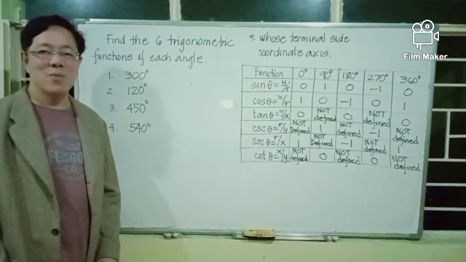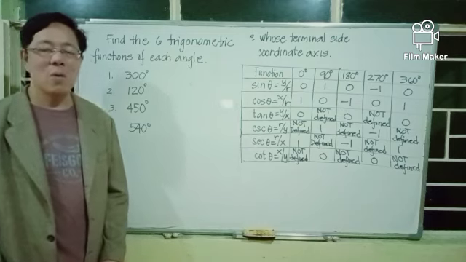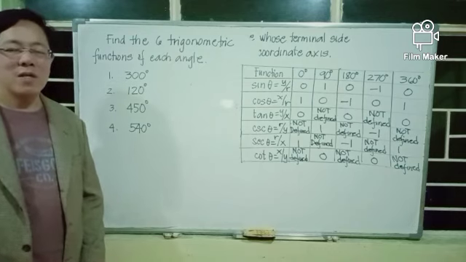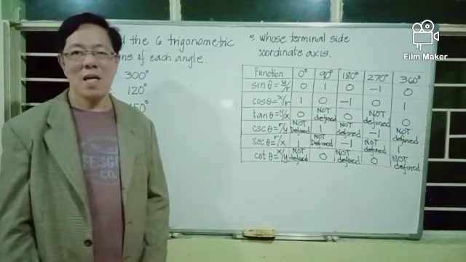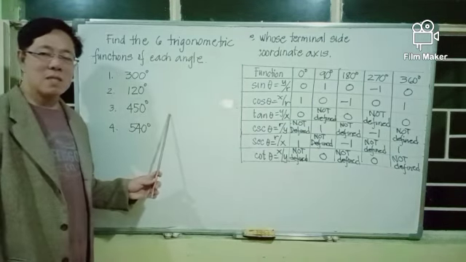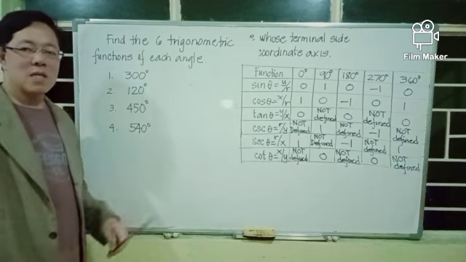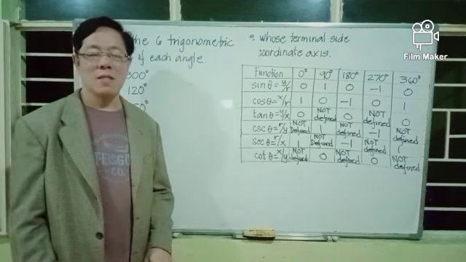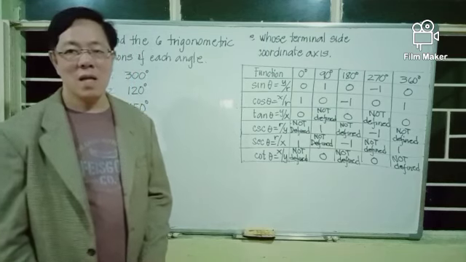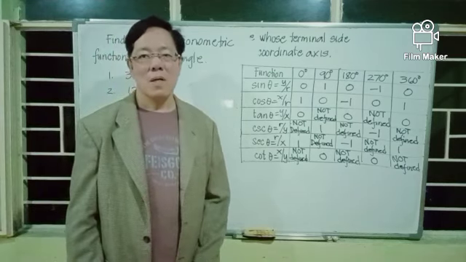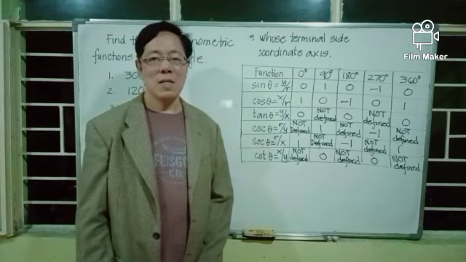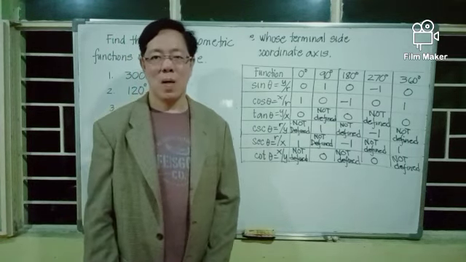The last 2 given angles, 450 degrees and 540 degrees, are quadrantal angles, which means that their terminal sides coincide with one of the coordinate axes. And when you take a point on the terminal side of 450 degrees or 540 degrees, you let the distance of this point on the terminal side of the quadrantal angle from the origin be equal to 1. That means you let the radius vector be equal to 1.